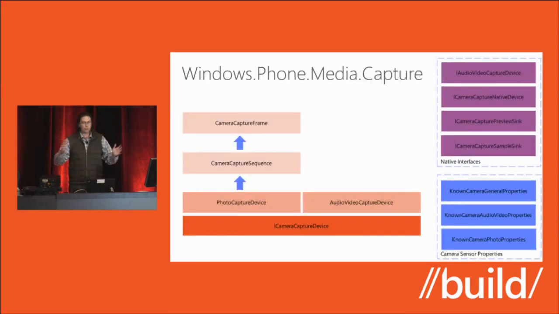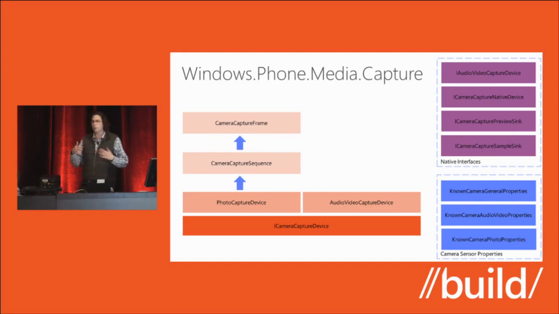Here's a quick overview of what the API is. It's all inside of windows.phone.media.capture, at least the new parts are. There is an ICameraCaptureDevice, which really, the two things you would use from that are PhotoCaptureDevice and AudioVideoCaptureDevice. They share common ways in which you instantiate them. But the PhotoCaptureDevice is pretty much as the name says. It's about capturing photos. An AudioVideoCaptureDevice is about capturing encoded video streams.